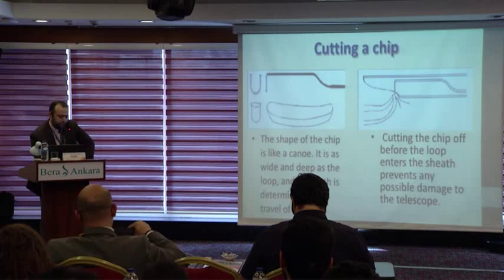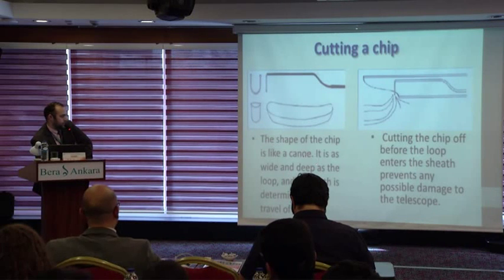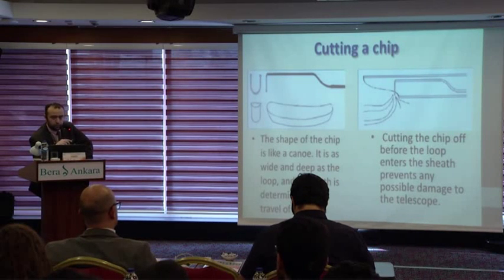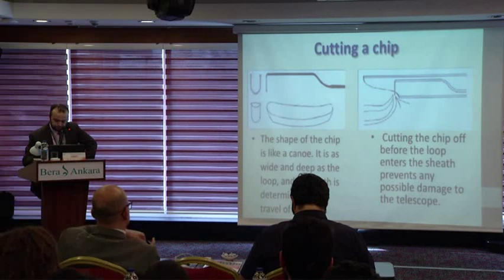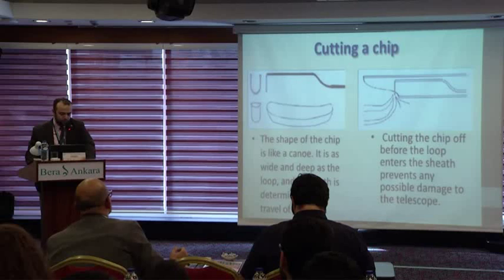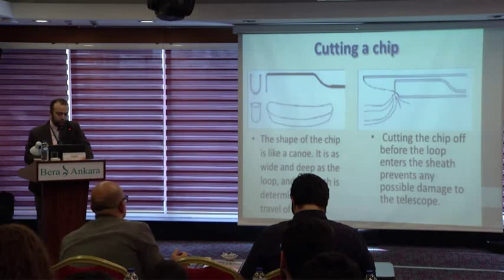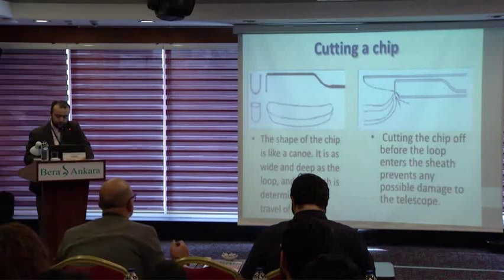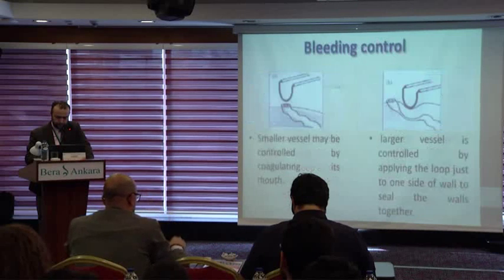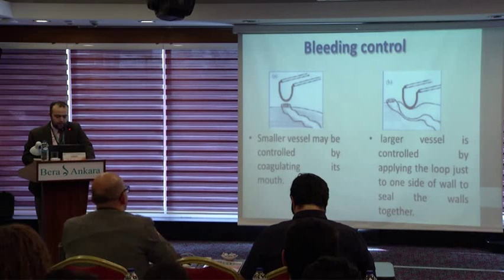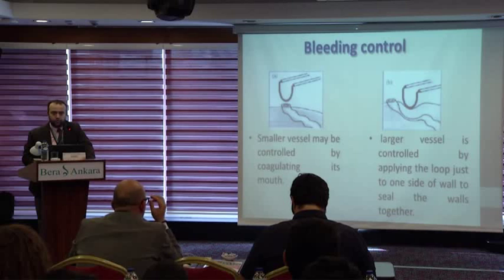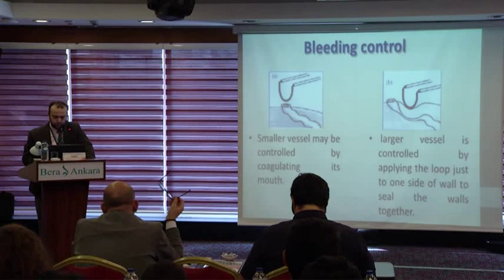The shape of the chip is like a canoe. It is as wide and deep as the loop, and its length is determined by the travel of the loop. One other important point is cutting the chip off before the loop enters the sheath, which prevents damage. And one of the most important points of this surgery is bleeding control.